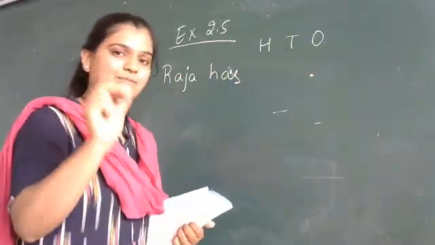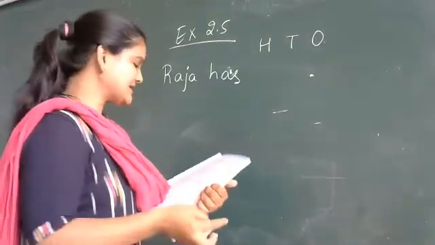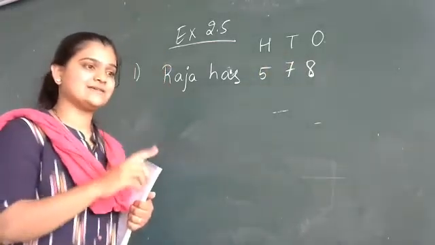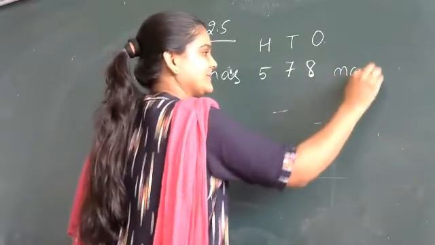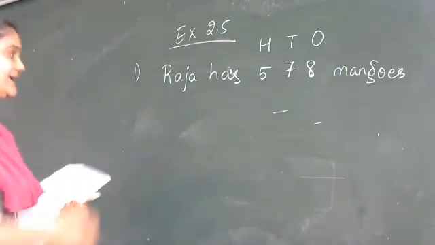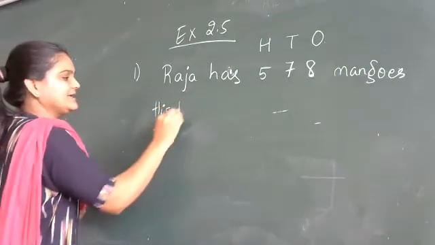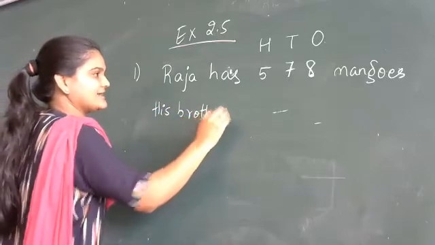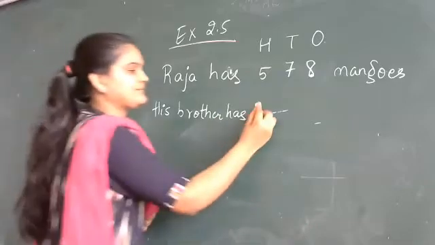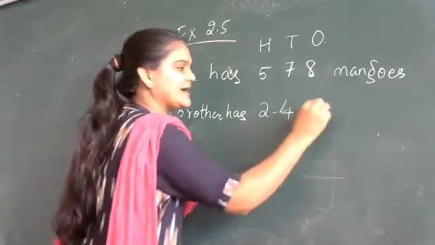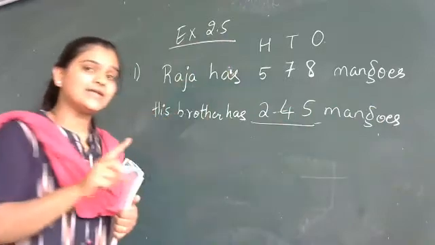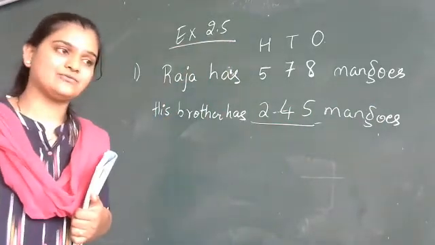Yes, write it down in your book with the help of a pencil. In the textbook you just write it down. Yes, he has 578 mangoes. Next, his brother has how many mangoes? 245 mangoes. Okay? Together, how many mangoes do they have?